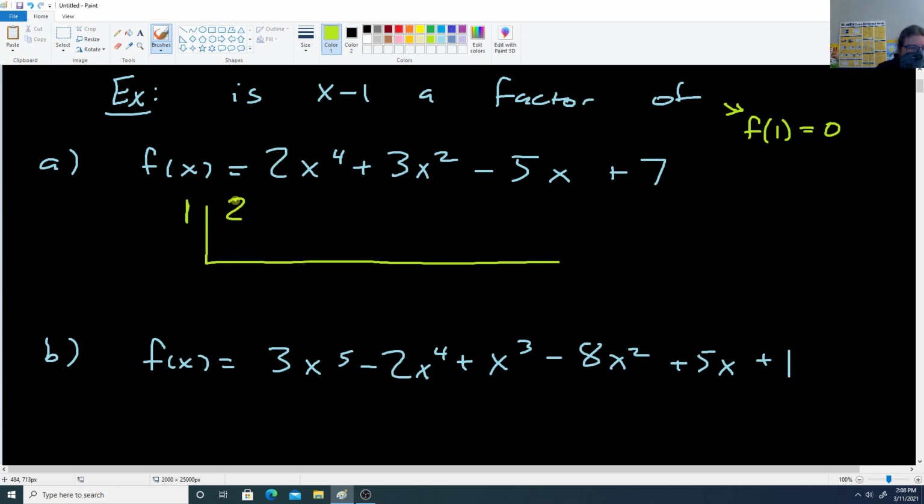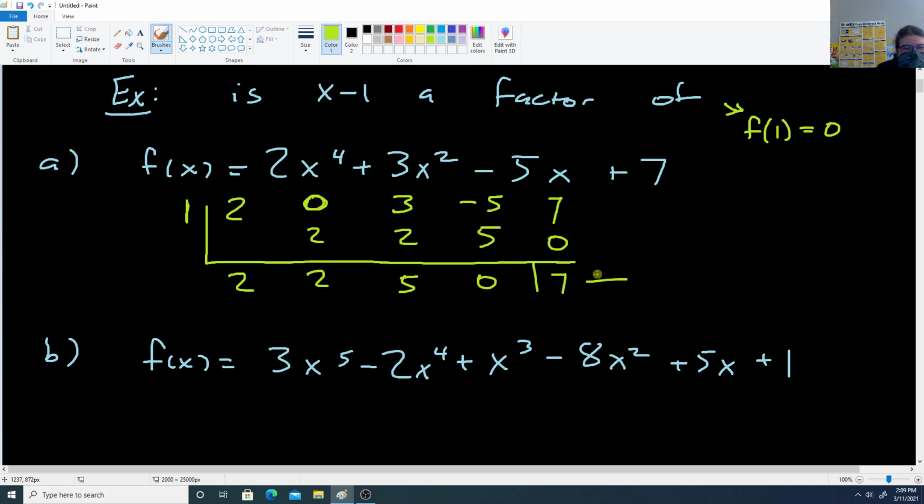So we put 2 for x to the fourth's number. We're missing x cubed, so I use 0 as a placeholder. 3 is x squared's number. Negative 5 is x's number. 7 is the constant term. So bring down 2. 1 times 2 is 2. That adds up to 2. 1 times 2 is still 2. That adds up to 5. 1 times 5 is 5. That adds up to nothing. 1 times nothing is 0. This adds up to 7.